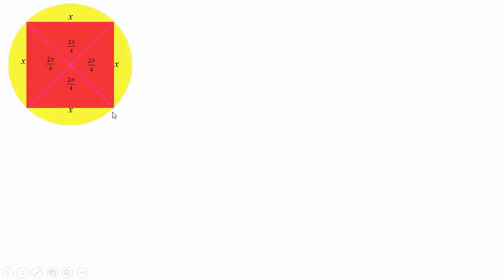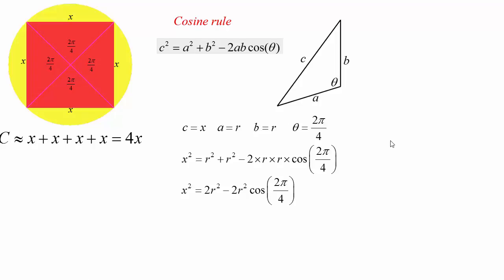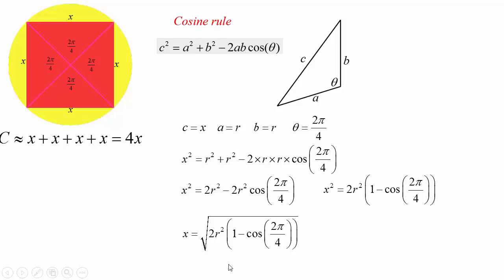To obtain a more accurate approximation for the circumference, instead of using an equilateral triangle, we can use a square, each of side length x, and each angle is 2 pi on 4. The approximation for the circumference now becomes 4x. Again, we apply the cosine rule to obtain an expression for x. There it is. And then our approximation for the circumference 4x will become 4 times the right hand side here.